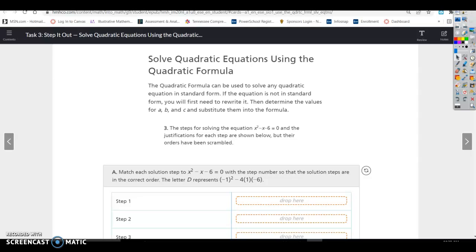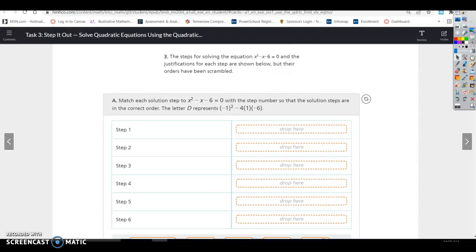Lesson 18.3, Task 3. Solve quadratic equations using the quadratic formula. The quadratic formula can be used to solve any quadratic equation in standard form. If the equation is not in standard form, you will first need to rewrite it. Then determine the values for a, b, and c and substitute them into the formula.